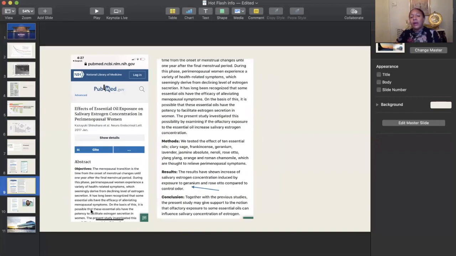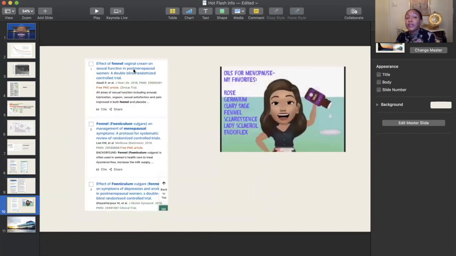And then there is some data on essential oils. Here's a study on salivary estrogen concentration. So they tried all these different essential oils to see which ones actually would change your estrogen level. But rose and geranium were noted to increase estrogen levels. They also have a lot of studies on fennel, which is a different essential oil that reportedly helps with hot flashes, but it did not specifically have the estrogen data. But they used fennel in vaginal creams. They studied it just for managing a lot of different complaints.